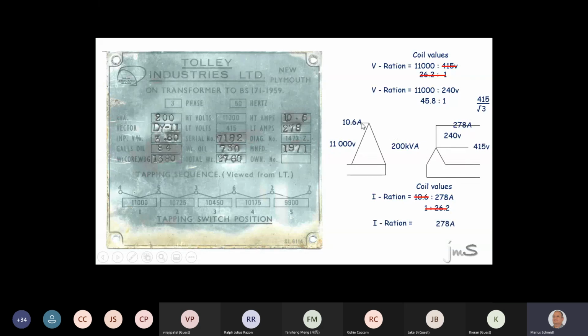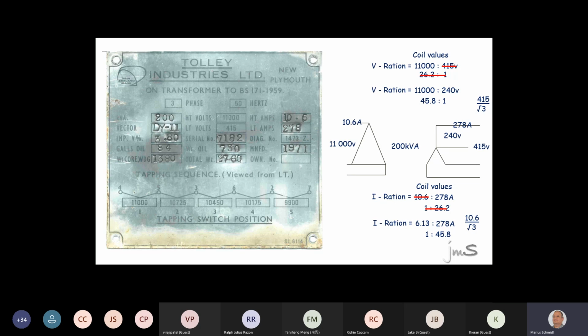Right? What is your coil current in this primary side? 10.6 divided by root 3? You guys agree with that? And that gives me 6.13. And guess what? Look here. The ratio is the same, but the other way around. So that tells me voltage drops, current increases. Is current inversely proportional to voltage?